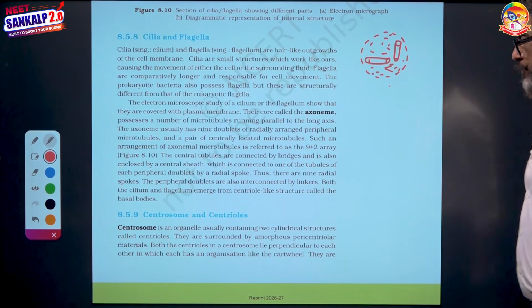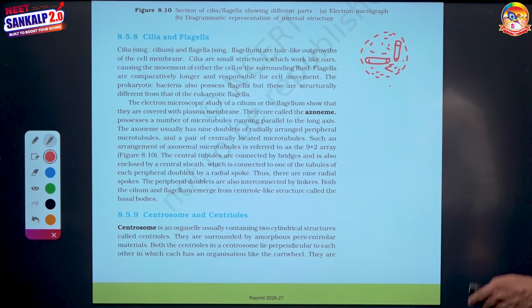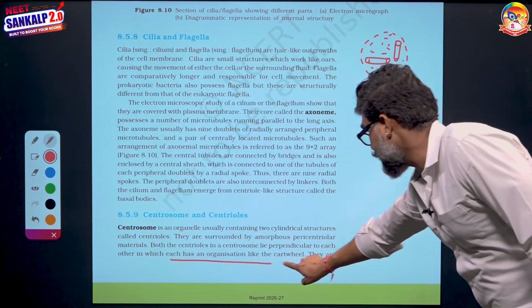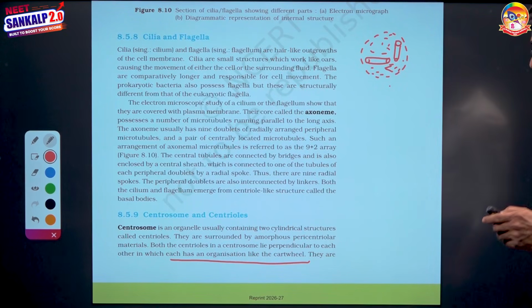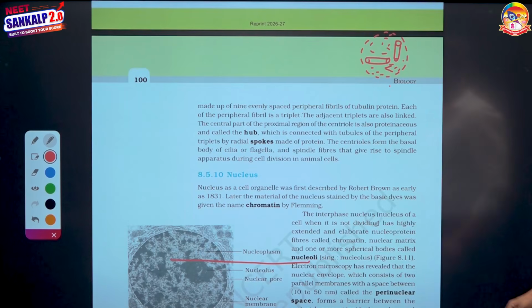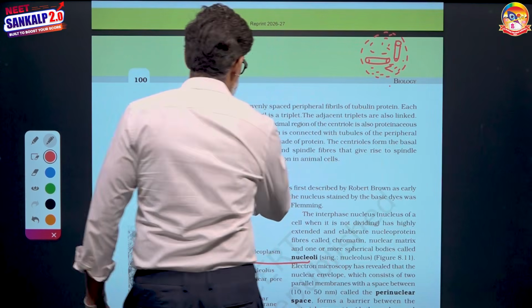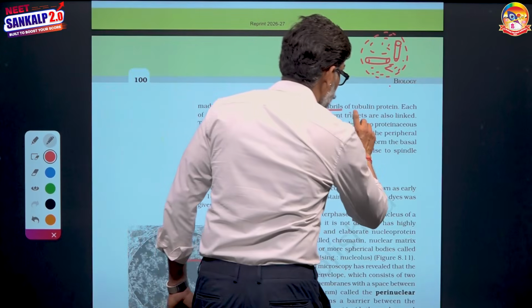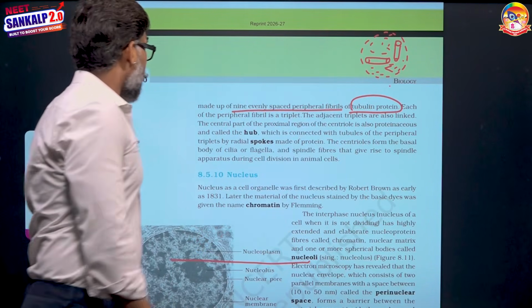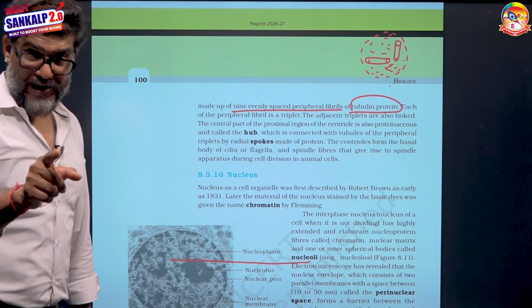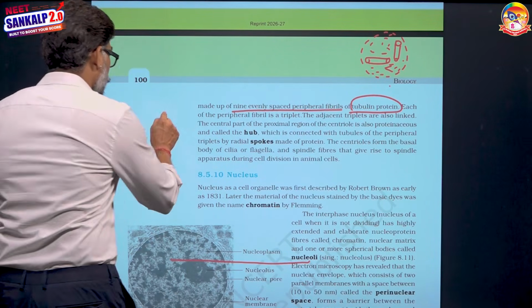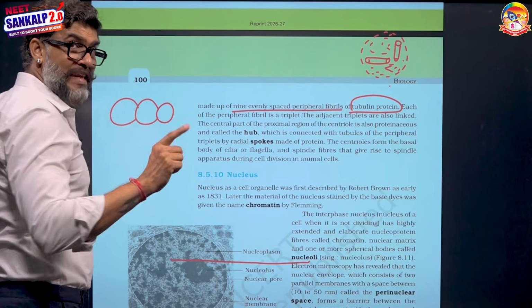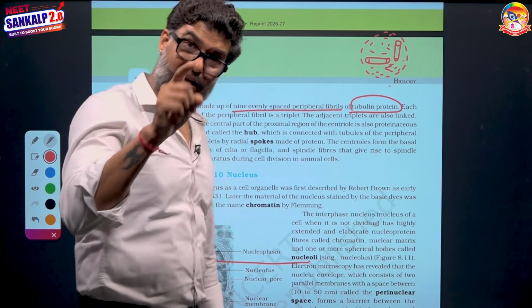Each centriole, when we cut it in transverse section, shows a cartwheel organization, which has an organization like a cartwheel. In the cartwheel, they are made up of 9 evenly placed peripheral fibrils of tubulin protein. Each peripheral fibril is a triplet, meaning made up of 3 microtubules: microtubule A followed by microtubule B followed by microtubule C, unlike cilia or flagella where it was a doublet.